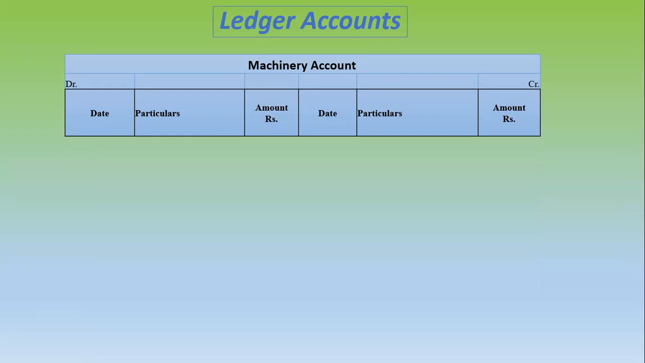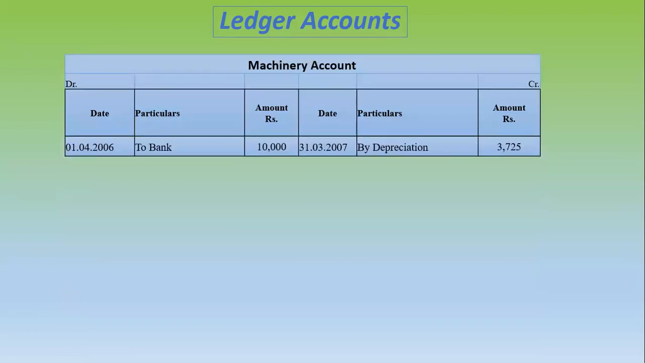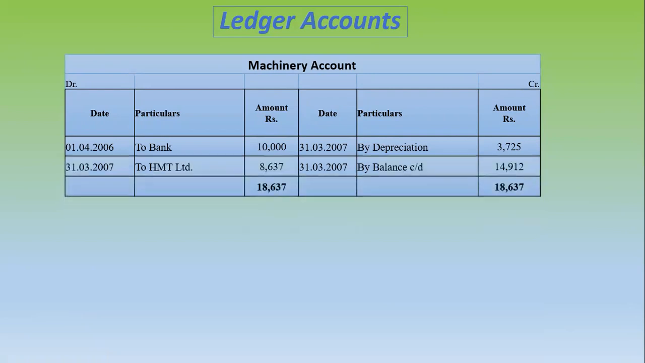So the machinery account will first start with the opening balance. On 1/4/2006, he is paying 10,000 rupees as a down payment. So to bank account 10,000, and then we charge a depreciation of 3,725 for the first year, and then he paid the cash price of rupees 8,637 for machinery. So the down payment we paid, and then the cash price of the machine for the first installment. Both amounts we add together, you will get 18,637, and on the credit side, we have charged only depreciation, that is 3,725.